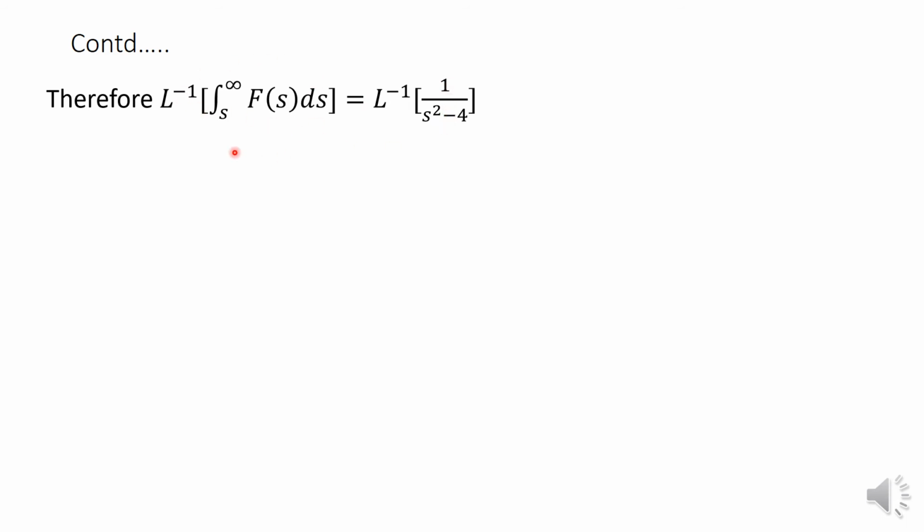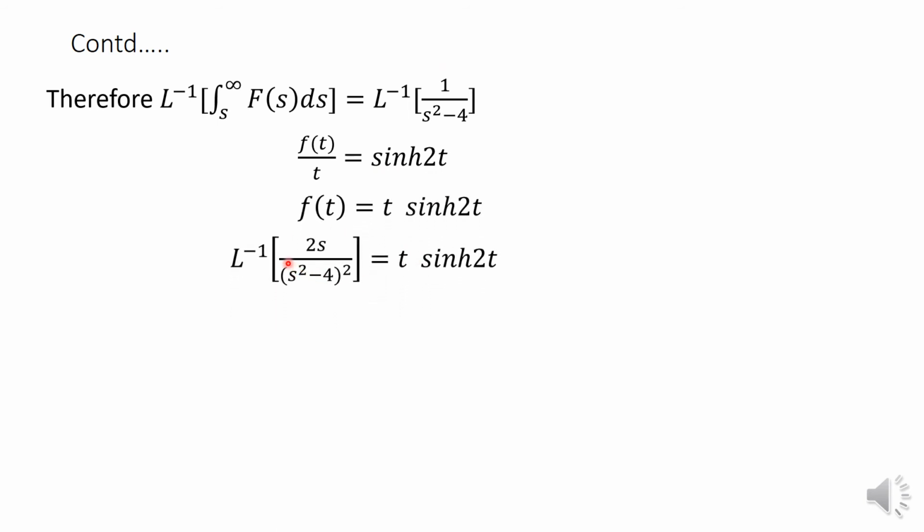And as you know, this is f of t by t and this is the standard result. So the answer is f of t by t is equal to sine hyperbolic 2t. On cross multiplying we get this. Now you take this f of t as the given problem, L inverse of 2s by s square minus 4 whole square, that is equal to t into sine hyperbolic 2t. That is the answer of the second problem.